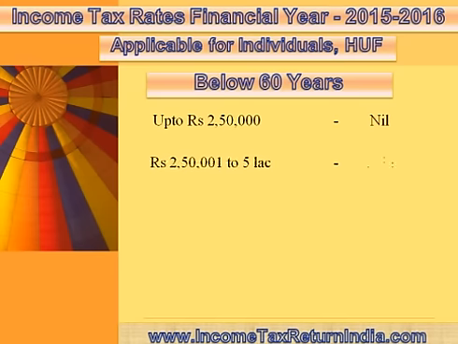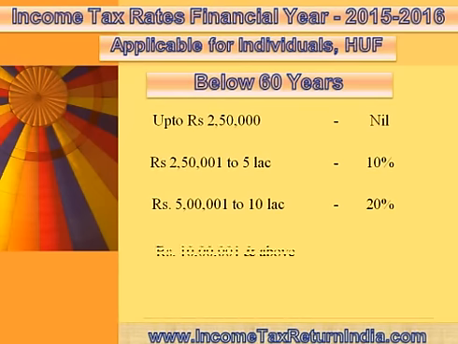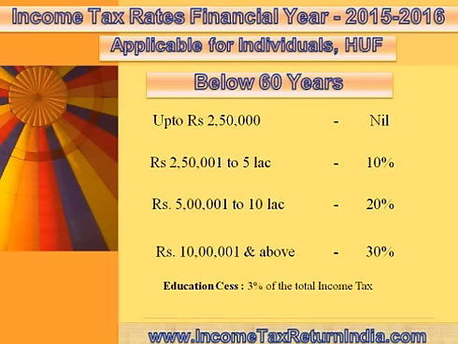And if income is between 5 lakh to 10 lakh rupees, then income over and above 5 lakh is applicable at 20%. And if income is above 10 lakh rupees, the applicable tax rate is 30% over income exceeding 10 lakh rupees. There is a surcharge of 12% if income exceeds 1 crore rupees, and there is an education cess of 3% of the total income tax. There is a rebate of 2,000 rupees under Section 87A for individuals whose income is less than 5 lakh rupees.